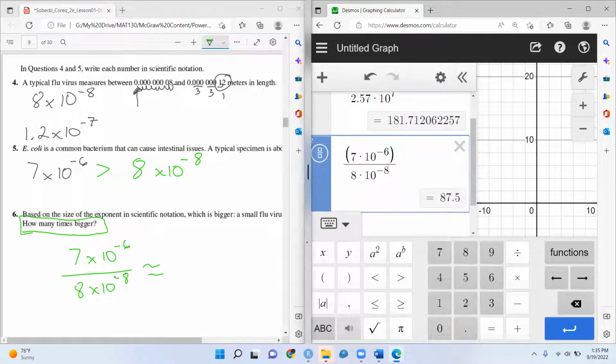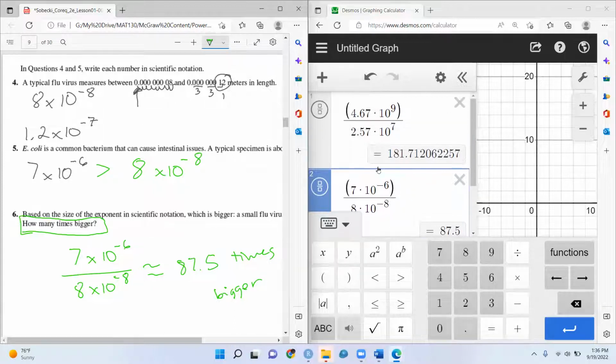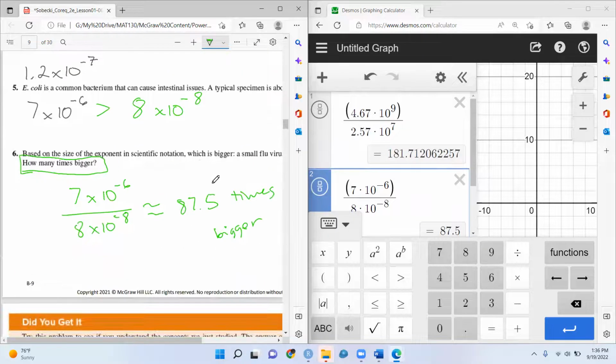Oh, you crushed it, Jennifer. Good job. So it's 87.5 times bigger. And that's this. This is one of the skills I want you to have, is to be able to take numbers and work with them in Desmos. And I'm going to give you numbers in scientific notation and ask you to do calculations with them.